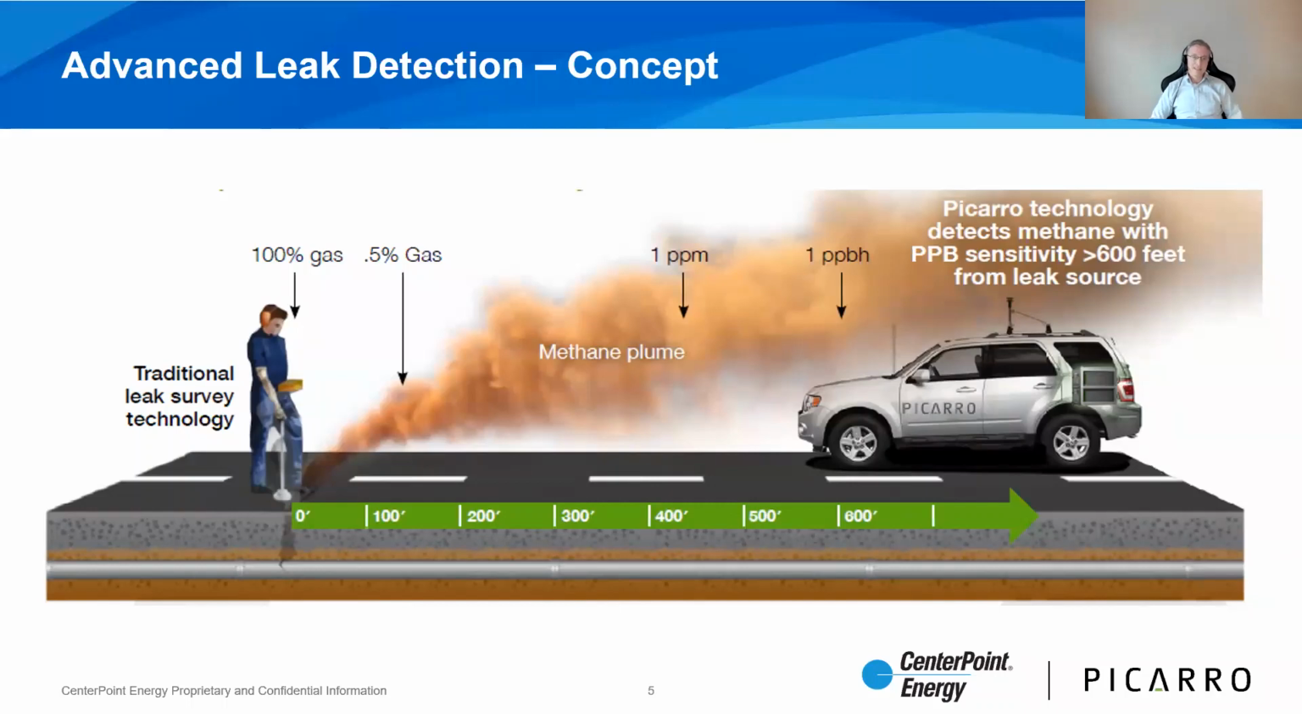So the concept of advanced leak detection is that we want to leverage much more sensitive equipment, typically parts per billion, and that parts per billion sensitivity allows us to detect and characterize these methane plumes from a distance. So typically the Picarro technology can detect methane with parts per billion sensitivity over 600 feet away from the leak source. And that can be the difference between finding a leak, detecting a plume, and missing it.